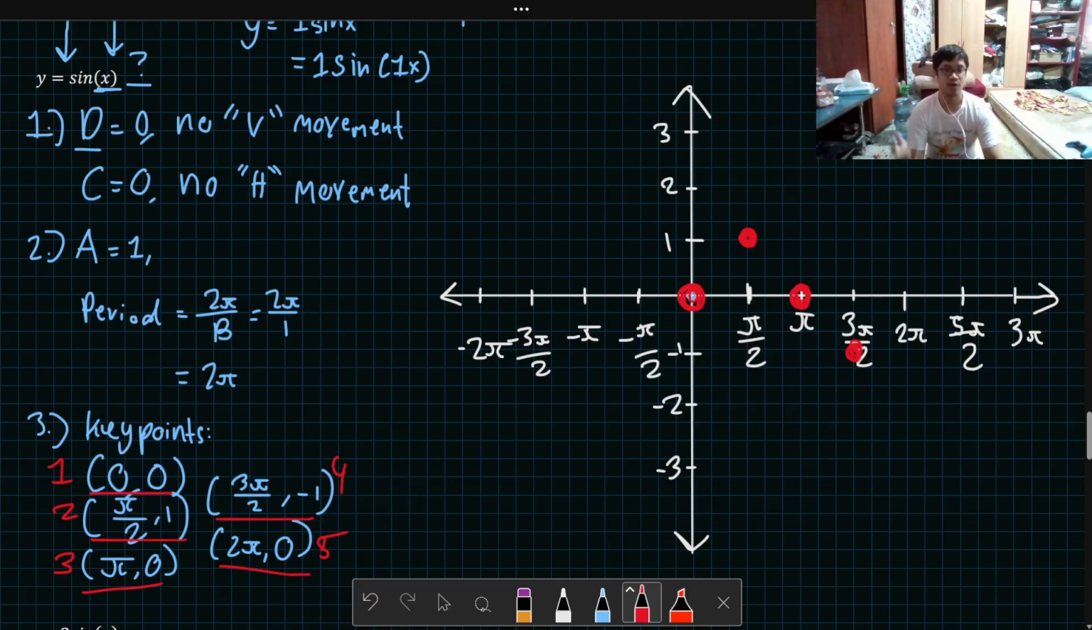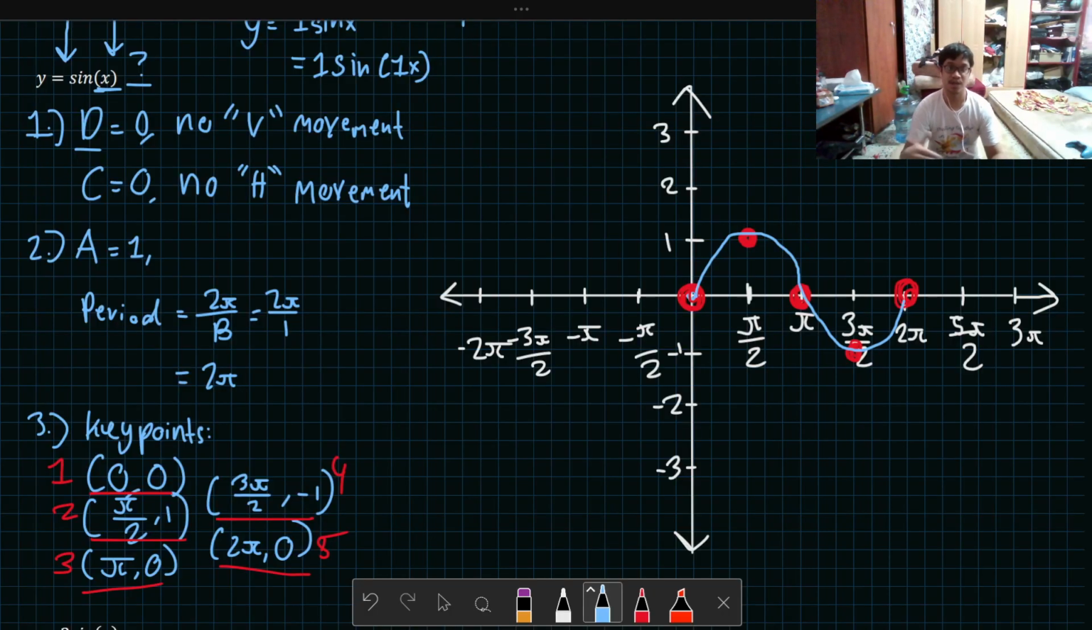Just like for the third key point, you have the x coordinate, but there's no y. It implies that the graph would be only at the x-axis. So you have 2 pi, right? So it's here. That's it. Then what's next? You trace it. If I'm going to trace it, let's do it smoothly. Like this, and there. There we go. So that's it. You're done with the fourth step.